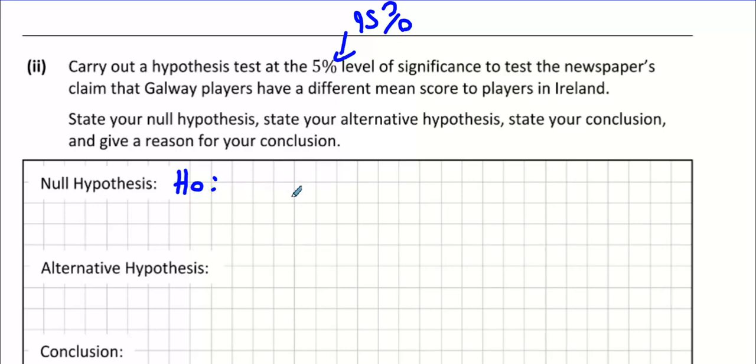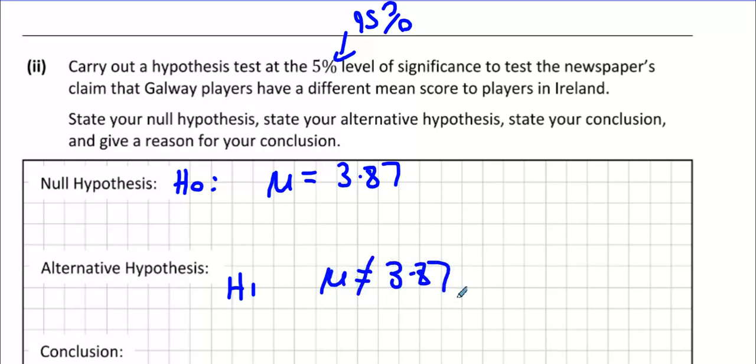Okay. So what's the null hypothesis H0? What are we claiming? What's the mean of the players in Ireland? Is it 3.87? So what we're claiming is the mean is 3.87. And what's H1 claiming? The mean is not 3.87. This is literally from the marking scheme. They didn't really write much, but I usually write a bit more. H0: the mean of players is 3.87. H1: the mean of players is not 3.87.